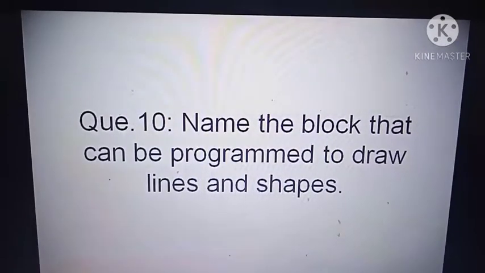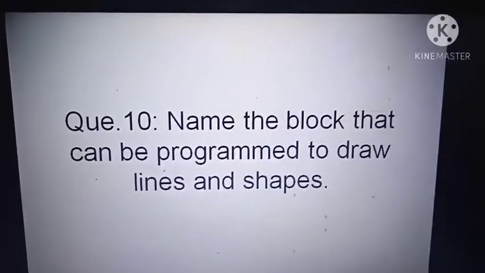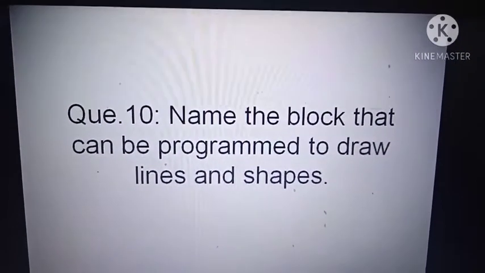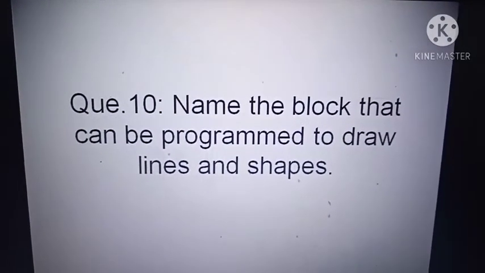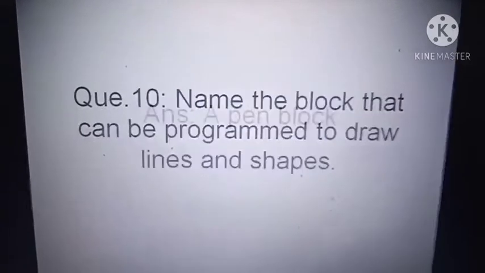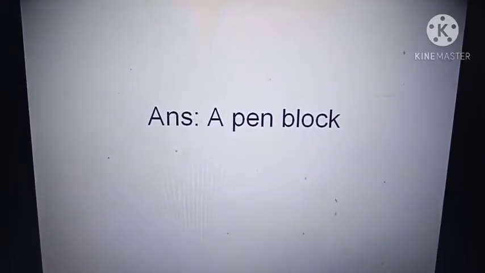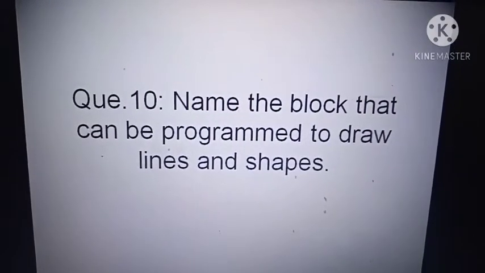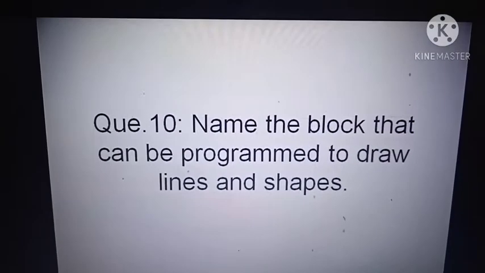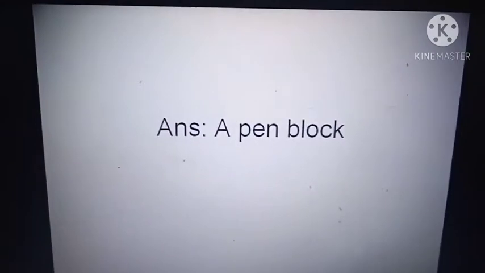Question number 10. Name the blocks that can be programmed to draw lines and shapes. The answer is pen block. Pen block can be programmed to draw lines and shapes.